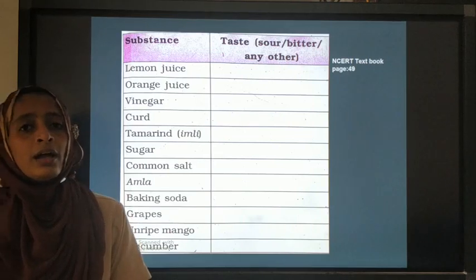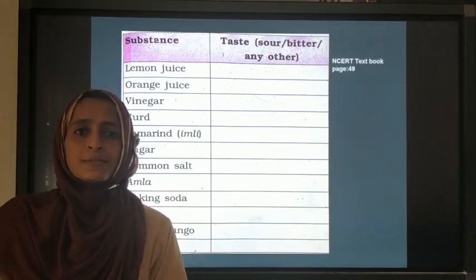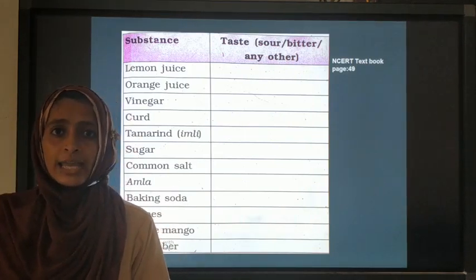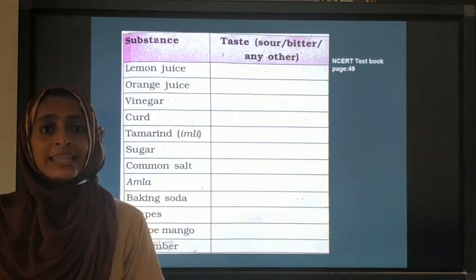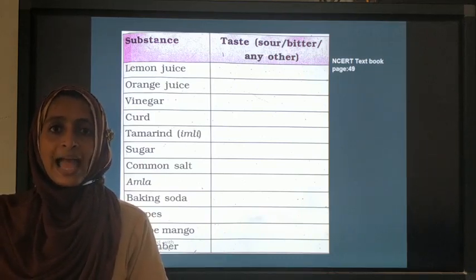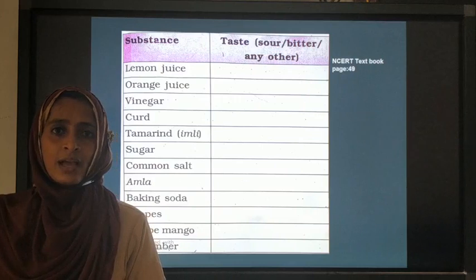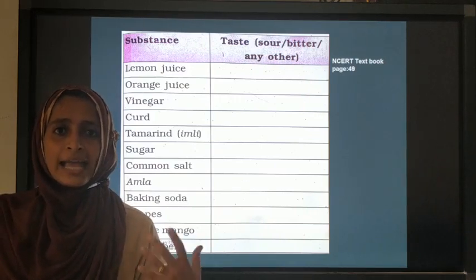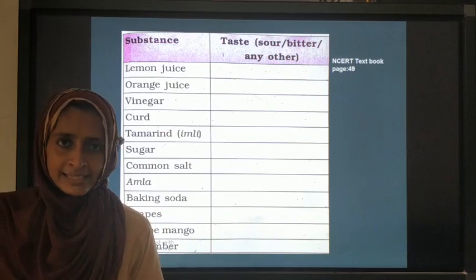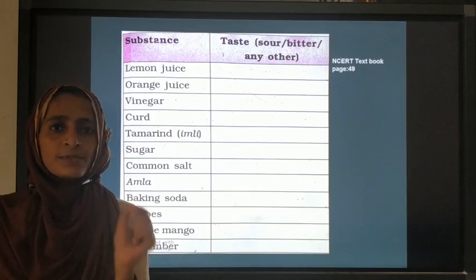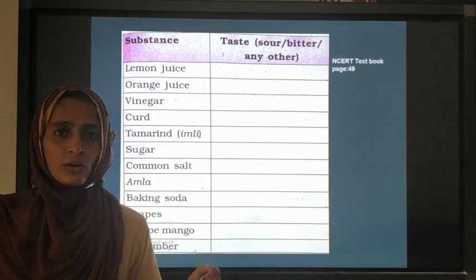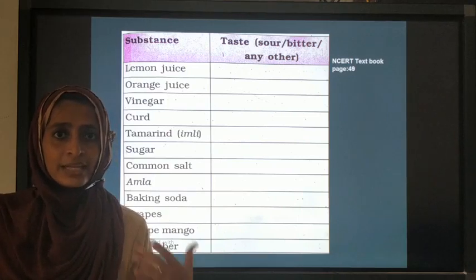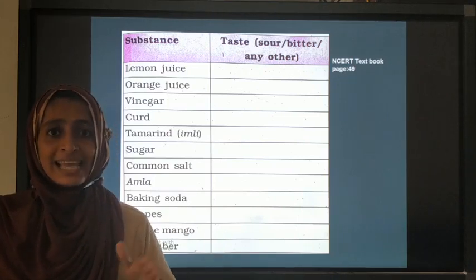Okay. Why do some of the substances taste sour? It is because they contain a substance called acid in it. The substance tastes sour as it contains acid in it. And those substances are normally called as acidic. The nature of that substance is called as acidic.